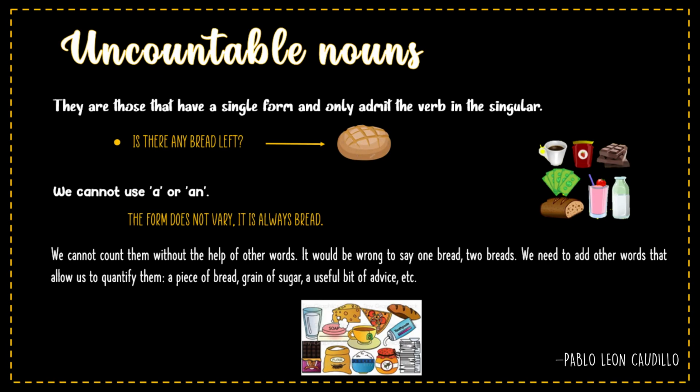Uncountable nouns. These are those that have a single form and only admit the verb in the singular. For example, is there any bread left? We cannot use a or an. The form does not vary, it is always bread. We cannot count without the help of other words. It would be wrong to say one bread, two breads. We need to add other words that allow us to quantify them: a piece of bread, a grain of sugar, a useful bit of advice, etc.